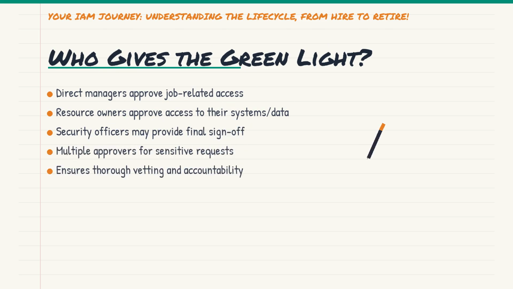Your direct manager usually approves requests related to your daily job functions as they understand your role best. Then, the owner of the resource, like the head of the finance department for the finance system, might also need to approve, ensuring their data stays secure. For really sensitive systems, a security officer might even give a final sign-off. The goal is to have multiple sets of eyes, especially for critical access, to make sure nothing slips through that shouldn't.